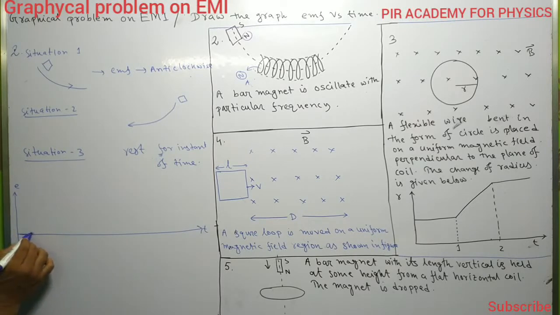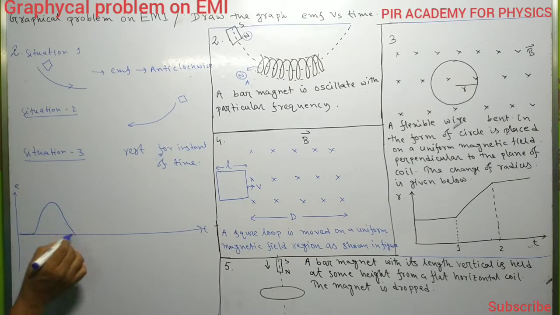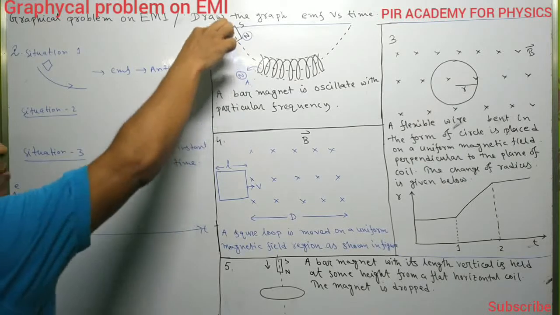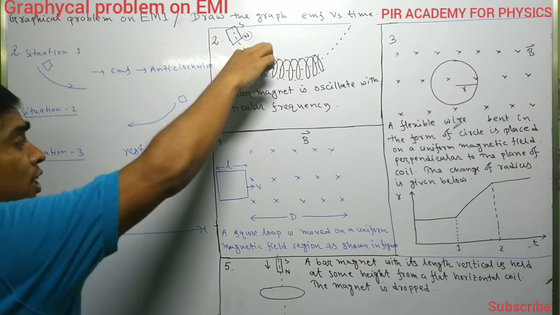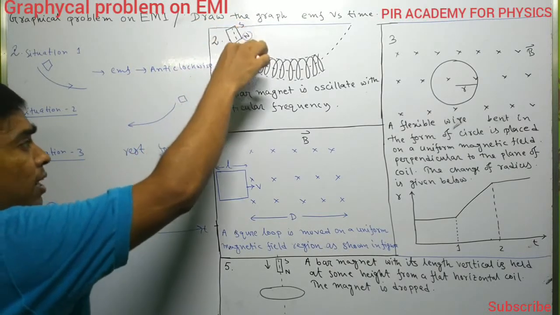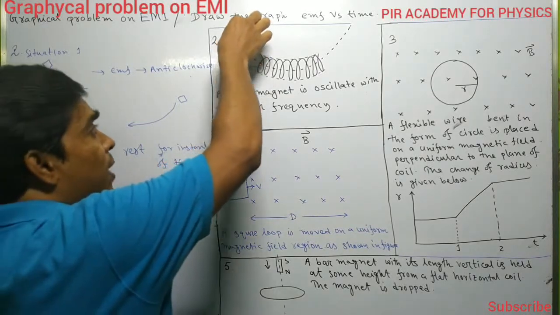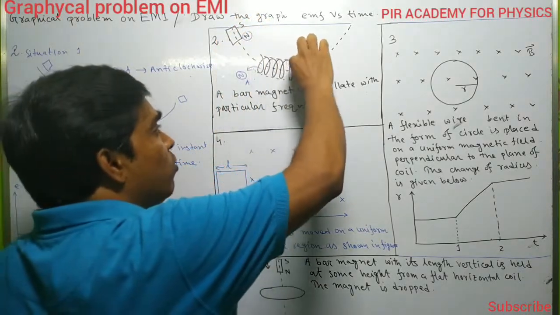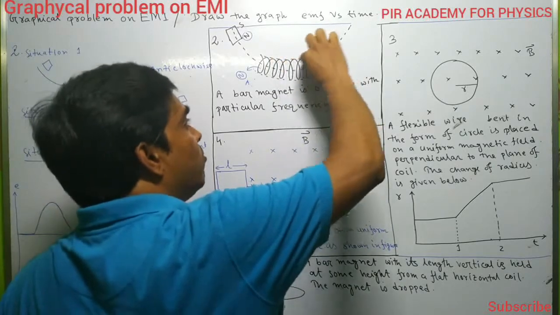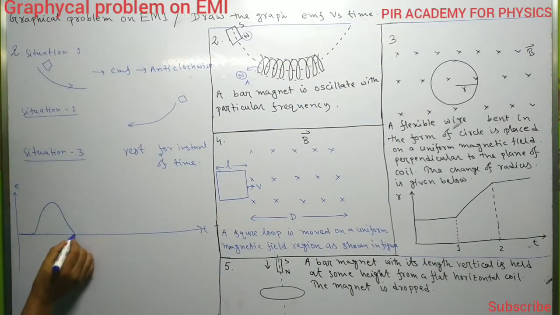Sometimes the magnet is at rest, so in this way. When this magnet is moving towards this direction, the magnetic flux increases, so the induced EMF must increase. When this magnet is moving away from this loop, then it will be in the reverse direction. This is the situation number 1.